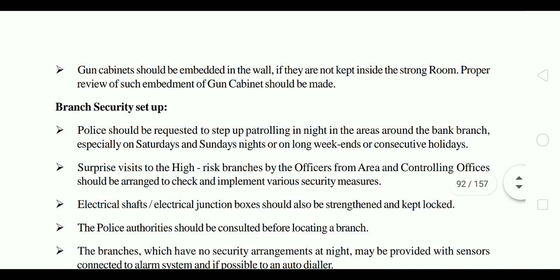Next, the gun cabinets should be embedded in the wall. If they are not, then we should keep them inside the strong room. Proper review of such embedments can be taken. Now, embedded means it should be fixed in a wall.